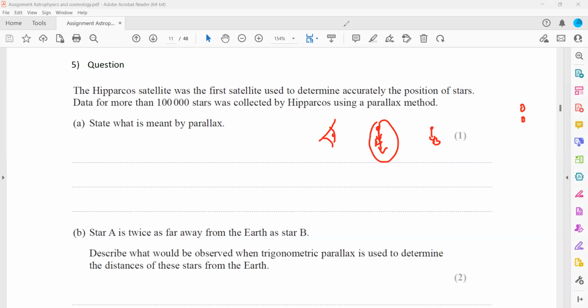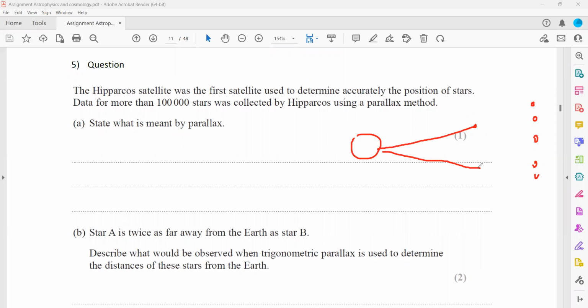Same idea in a trigonometric parallax. We consider the background stars and focus on one star, and determine its change in angle over a duration of 6 months. If we know this D, this R and theta, we can work out the distance between the Earth and that star. That is a trigonometric parallax.